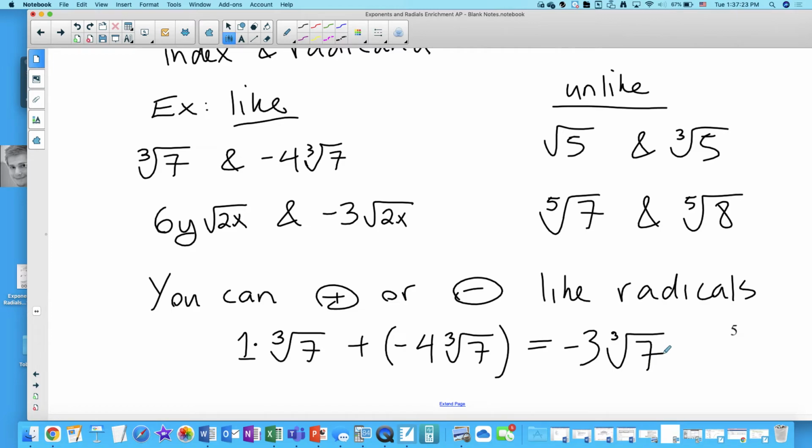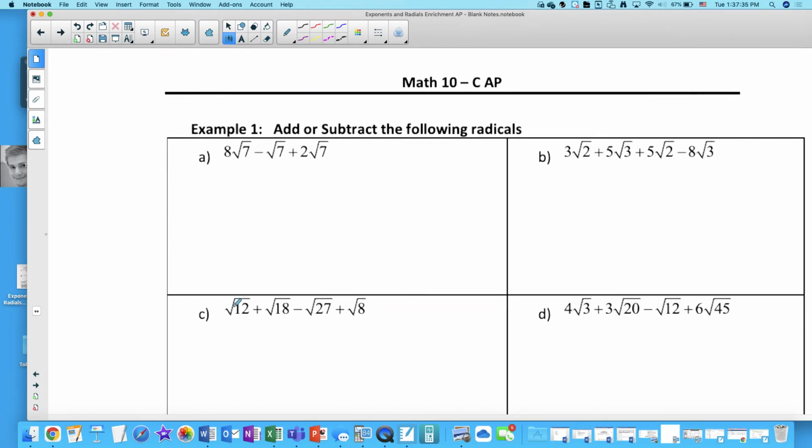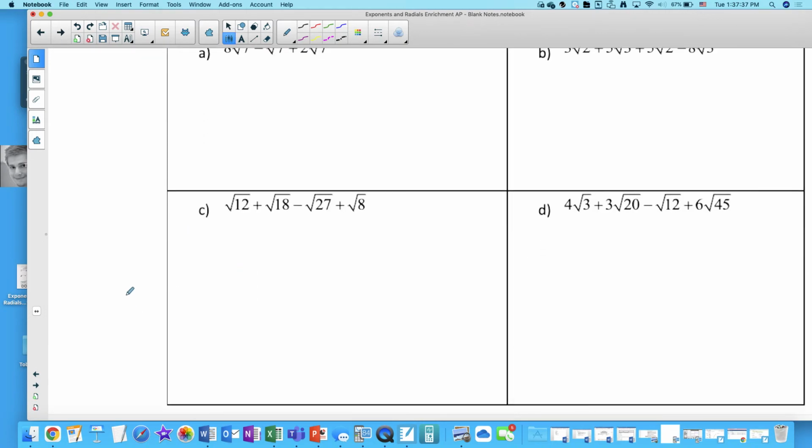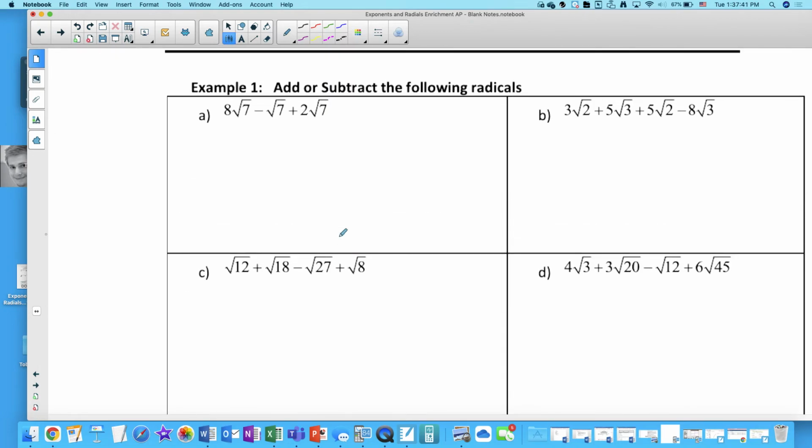Okay? So this is addition, subtraction. Okay, now I want to do these 4, and then I think what we'll do is we'll stop there for today. Yes? Just to double check, is it just the radical that stays the same? The coefficient's the only thing that changes. Correct. Yeah. Okay, so something like this, 8 square root 7 minus square root 7 plus 2 square root 7. You just add or subtract those numbers on the outside.